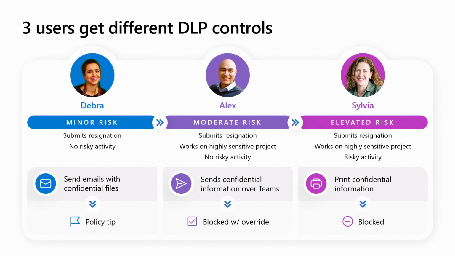Alex, on the other hand, moderate risk. There's a little bit more going on with Alex. So what kind of experience do we want him to have? As an example, if he tries to send confidential information over Teams, maybe he gets blocked. But he has an option to override that block if he provides a sufficient justification.